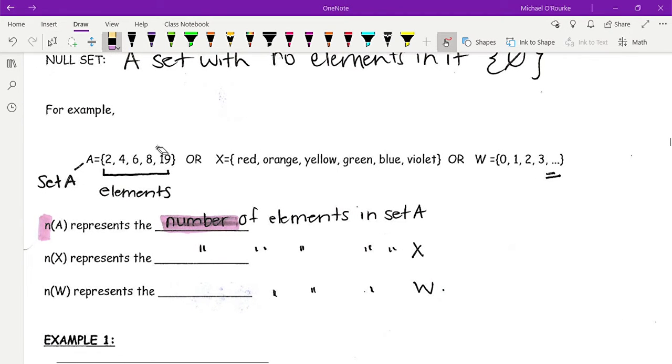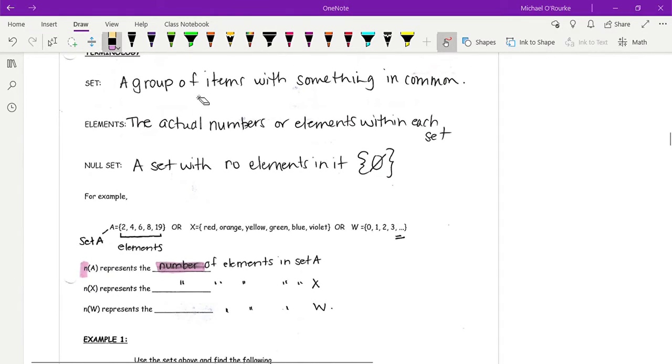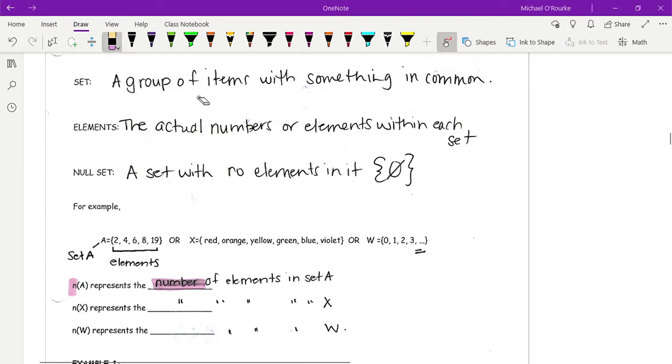Sorry, I thought I had my screen share before. There you go. So a set is the group of items with something in common, right? Elements, the number of elements within each set, and the null set is when it has zero, not when there's nothing in the set. Okay?